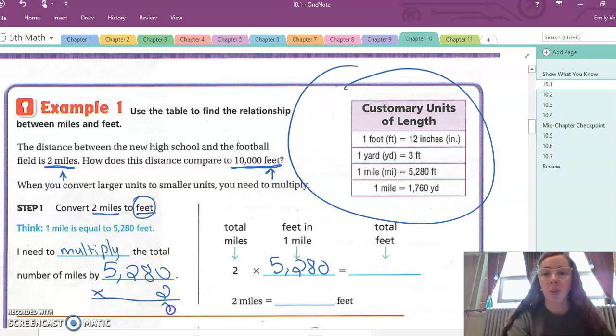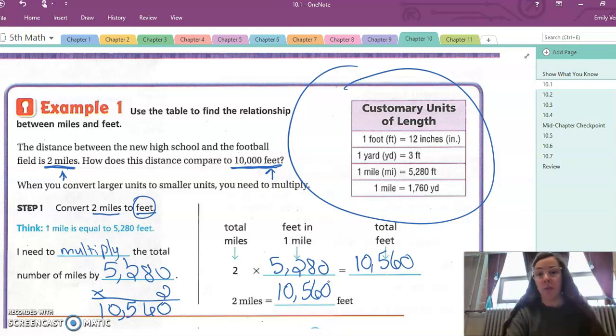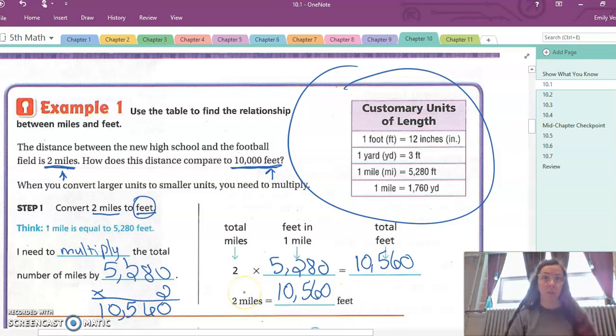2 times 0 is 0. 2 times 8 is 16. 2 times 2 is 4, plus 1 is 5. 2 times 5 is 10. So total, 2 miles is 10,560 feet. That's a lot of feet. Miles are a lot easier to use than counting feet, aren't they? Okay, so that's it. That's all you do. It's converted. Now we know how many feet are in 2 miles.